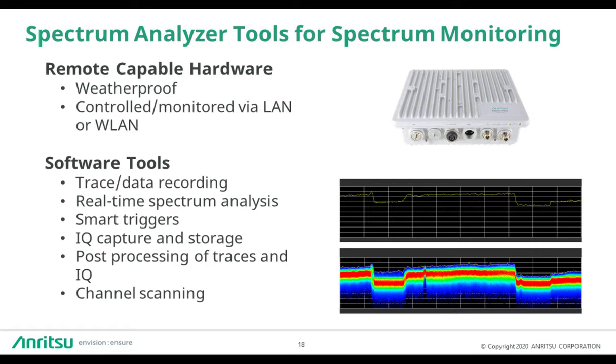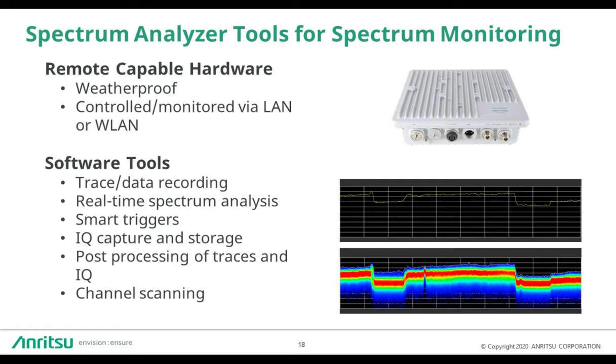So those are two things you want to see from your hardware. And on the software side, things like trace and data recording so that you can see the changes in signals over time. Real-time spectrum analysis. The reason this is important is that you can have intermittent signals that pop in and out of your bands, and a typical spectrum analyzer, no matter how fast it is, generally will sweep and then pause the sweep while it processes that sweep data, and then it will sweep again. And during that processing time, you may miss some of the signals and some important information about the interferer.